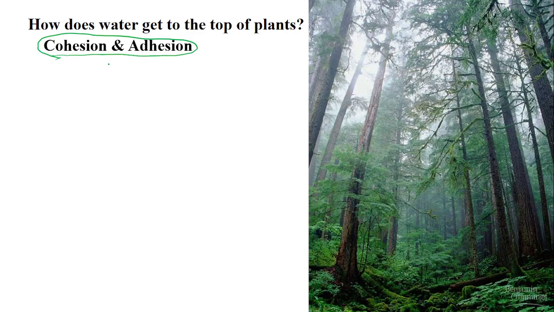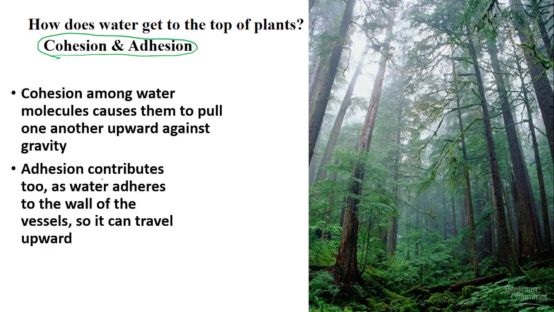So cohesion among water molecules causes them to pull one another upward against gravity, and adhesion also contributes as water adheres to the walls of the vessel so it can travel upwards. And these two are leading to what we are calling the capillary action, which is just helping in terms of movement of water in a tree.